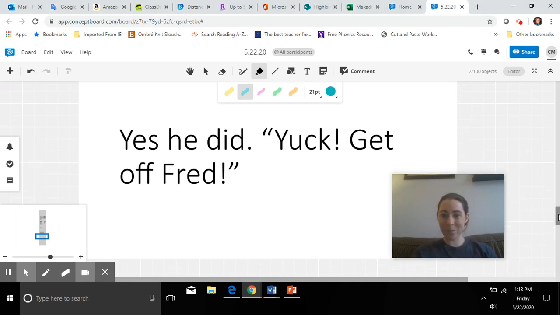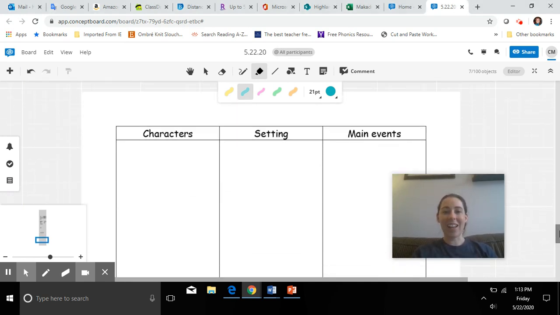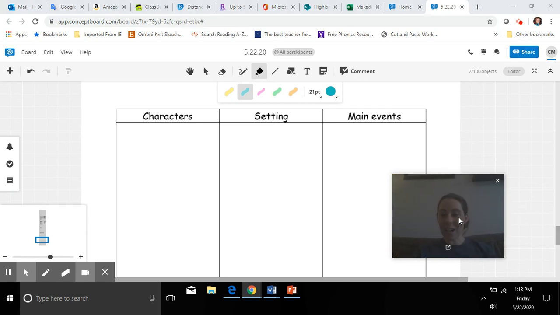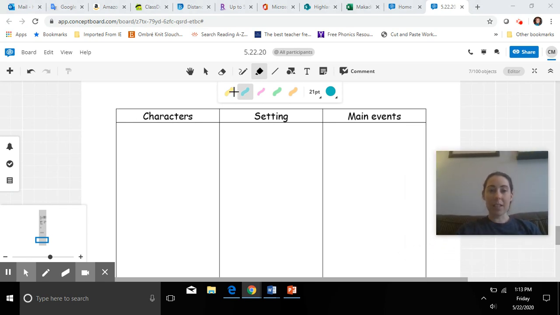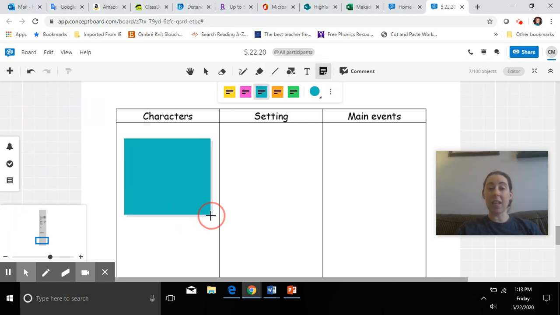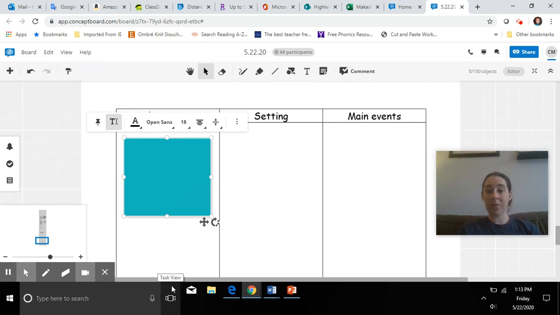What about you? All right, so let's talk about filling out our story map. First, let's make sure we remember the characters in the story. Who was the main character? Was it a person? Was it an animal? Who was it? That's right. It was Fred the frog.